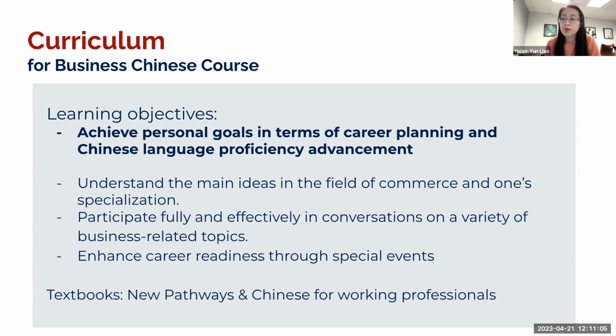The first is to understand the main ideas in the field of commerce and one's specialization, because my course is a Business Chinese course. The second is to participate fully and effectively in conversation on a variety of business-related topics. The third is to enhance career readiness through special events in the course. I do use textbooks. There are two textbooks I use for this course, New Pathways and Chinese for Working Professionals, but I don't use both of them entirely. I choose the materials from these two books based on students' composition and needs.